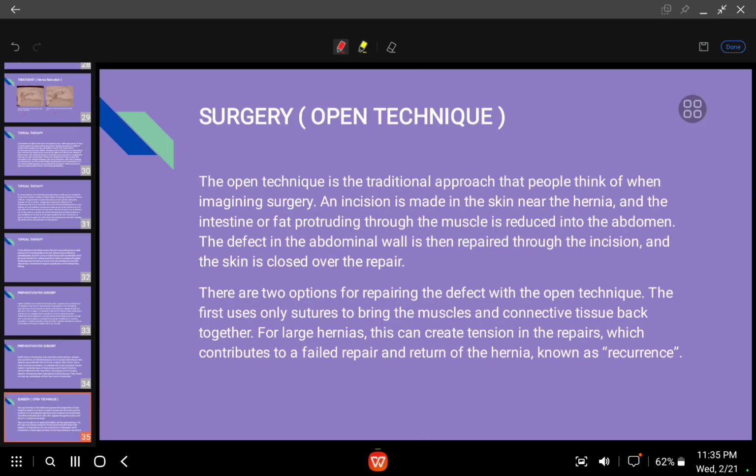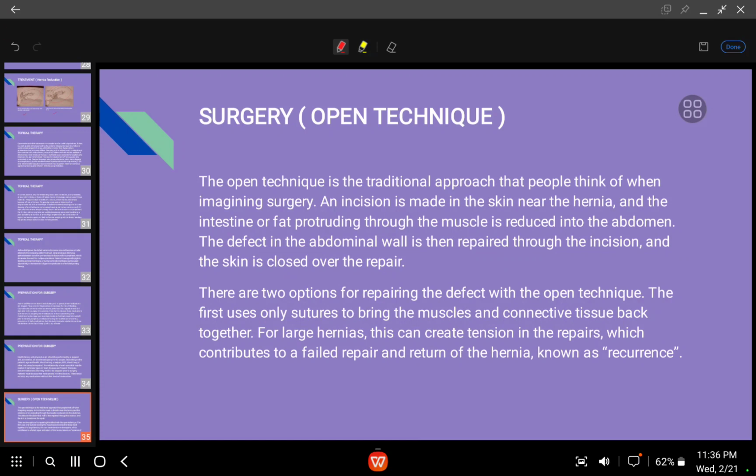The next is the surgery, open technique. The open technique is the traditional approach that people think of when imagining surgery. An incision is made in the skin near the hernia, and the intestine or the fat protruding through the muscle is reduced into the abdomen. The defect in the abdominal wall is then repaired through the incision, and skin is closed over the repair.